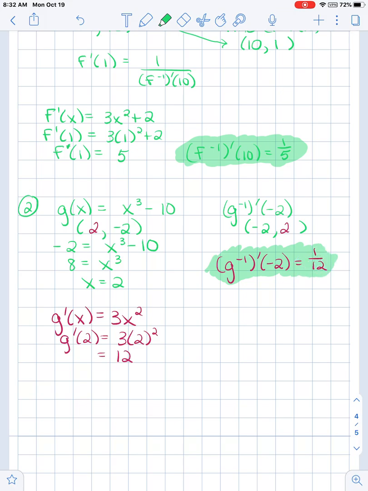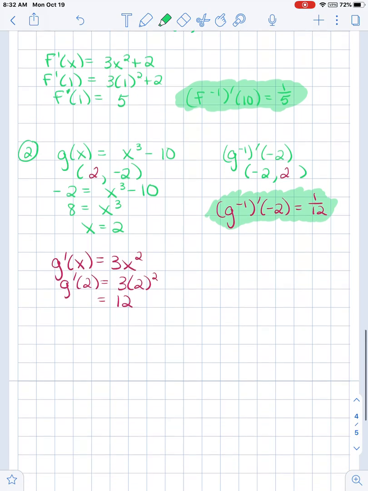And if you can't find an inverse, or if it's not convenient to find an inverse, we can always just do this method that we just did here. We knew the x-coordinate of the inverse, so that's the y-coordinate of the function. Finding the x-coordinate of the function allows us to find the derivative then.